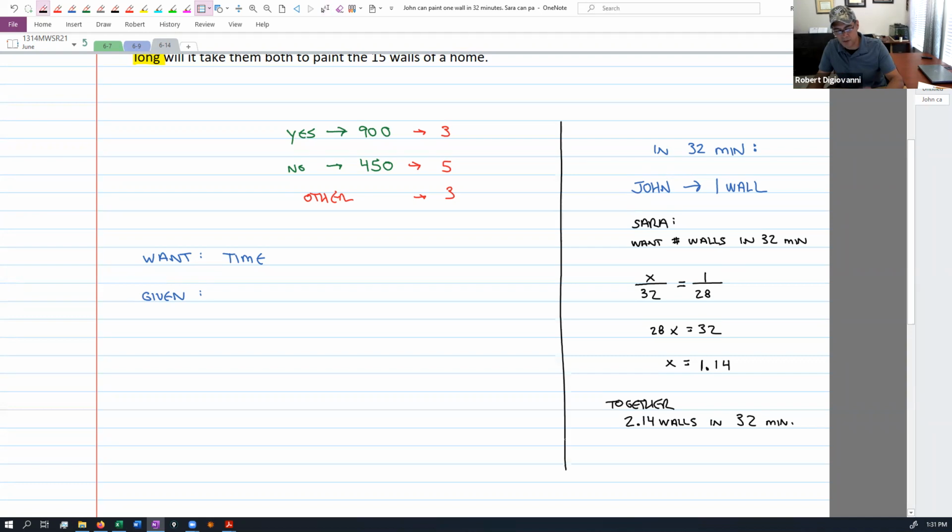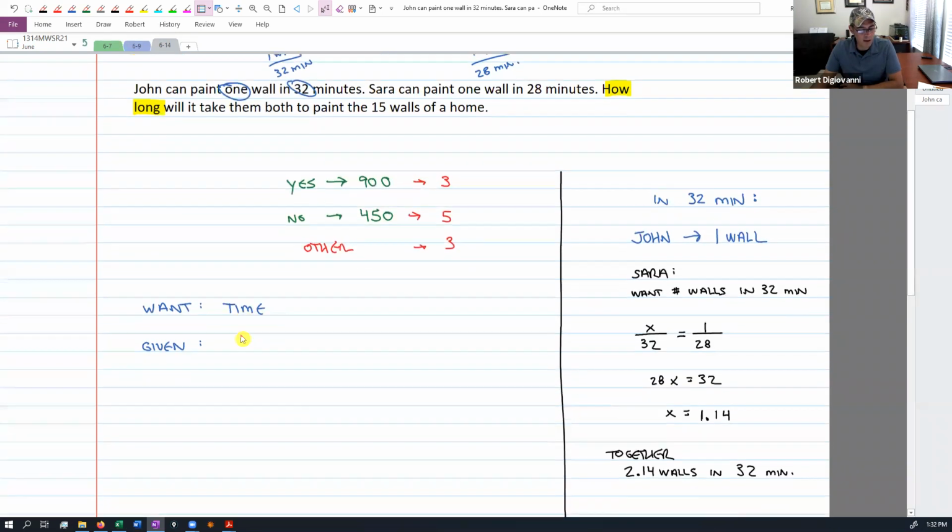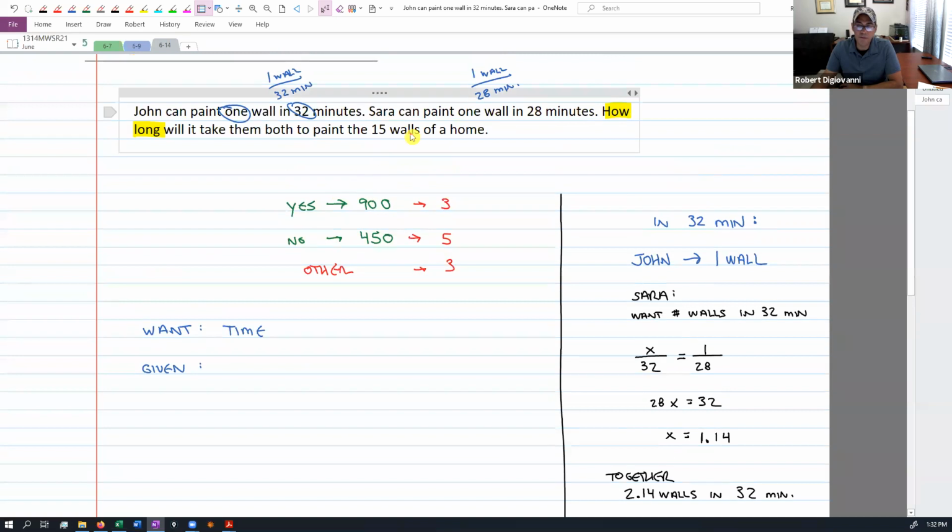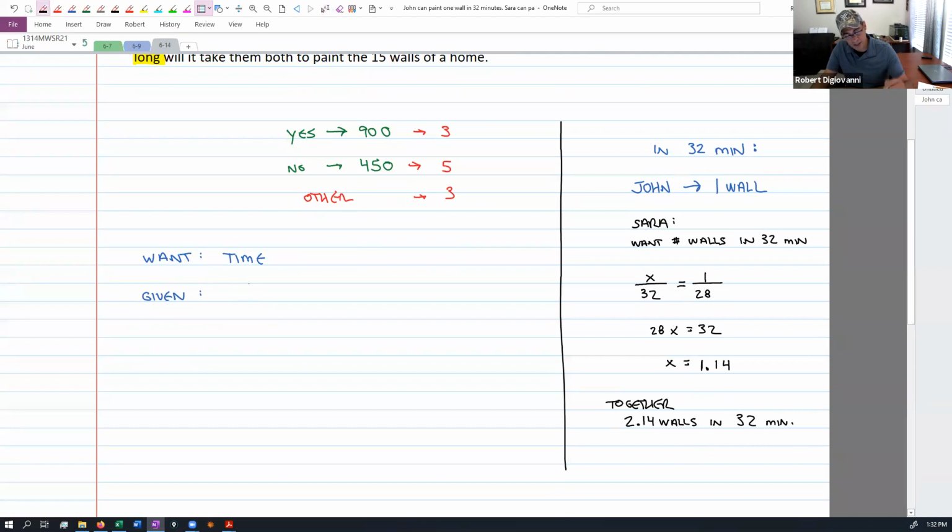Okay, all of this was just stuff I was doing on the side. So John's doing his thing, Sarah's doing her thing. Together, they can do 2.14 walls in 32 minutes. We want to know how much time it takes to do 15 walls, right? That's what we want to know. And what we're given is that together, they can do 2.14 walls in 32 minutes. Or another way of looking at that is 32 minutes, they do 2.14 walls.